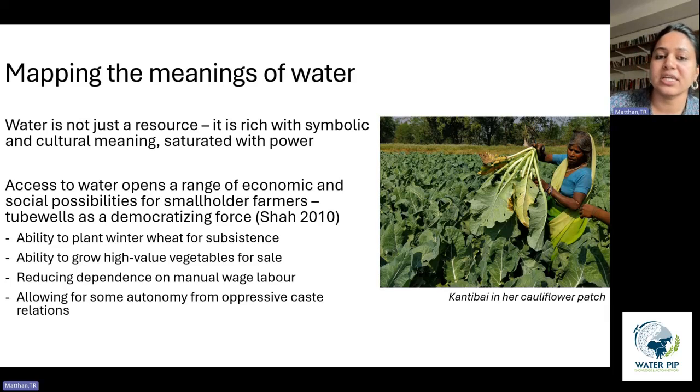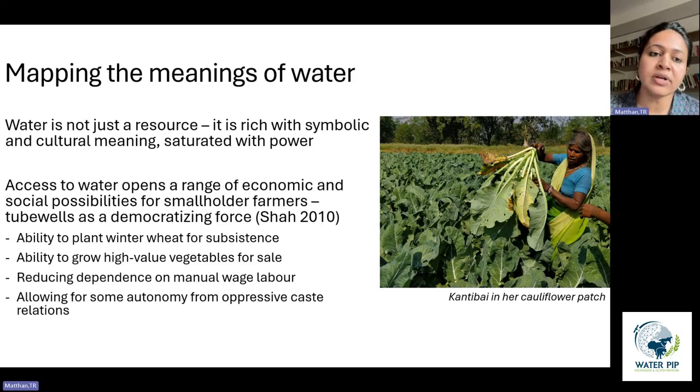And here you can see a photograph of a woman marginal farmer who was able to cultivate cauliflower in a very small patch of land, which she then sells at weekly markets in the region. And this is seen as a very important livelihood strategy for farmers.